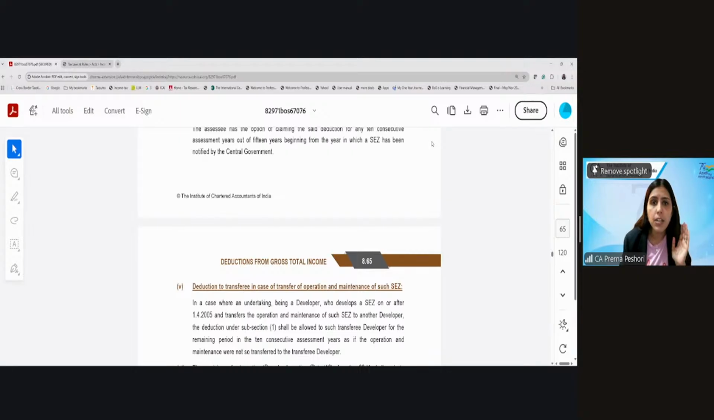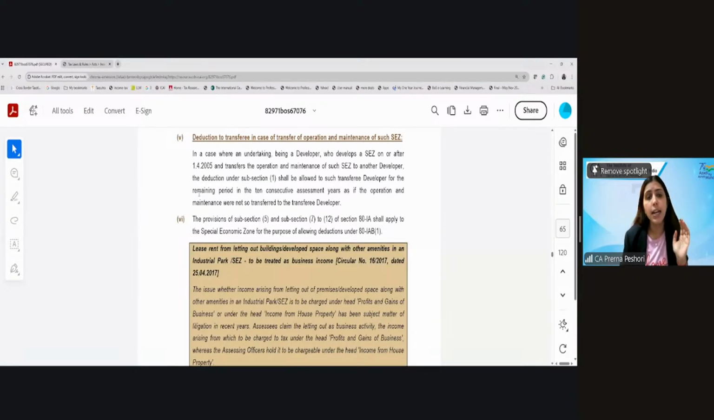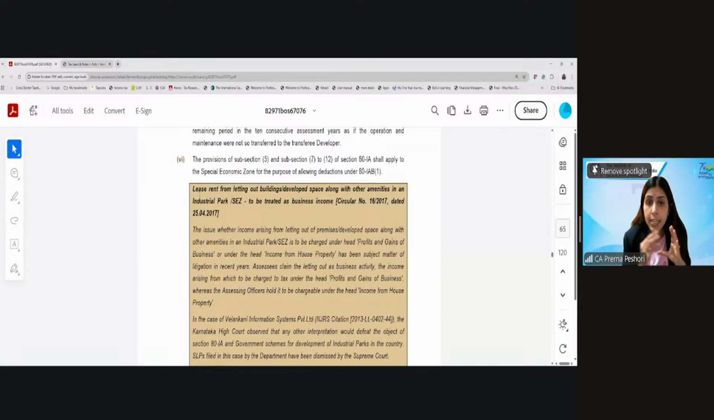Then there is a CBDT circular which is important, which is saying that income from the letting out of the premises in the SEZ, whether that will be classified as business income or house property. So do you recollect that under 28 there has been a specific carve out? What was that carve out? Can anybody point that out?